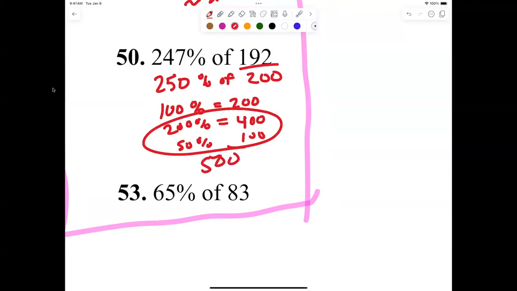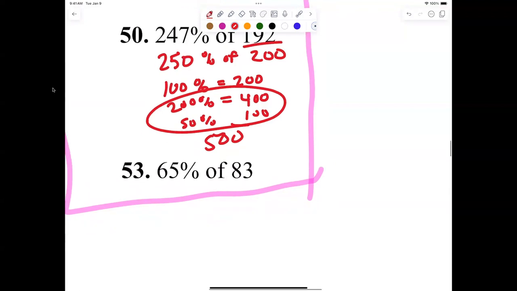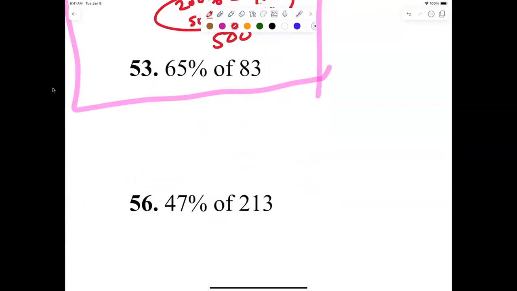50% of 200. Right? Yeah, but you're close to 500. All right, let's talk about 65%. Let's just make that what? 60. I'm okay with 70%.